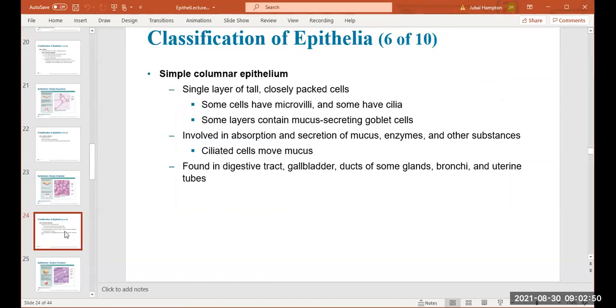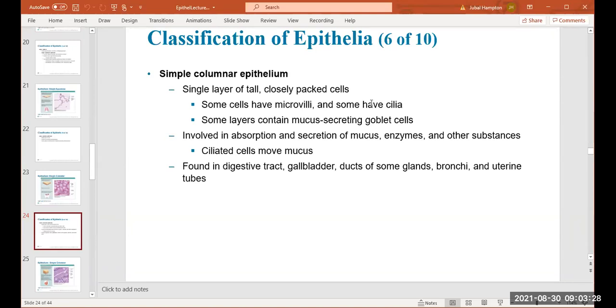Now, simple columnar epithelium, single layer of tall, closely packed cells. Some cells have microvilli and some have cilia. Again, microvilli are structures that increase the absorptive surface area of the cell. They're extensions of the membrane, and they're used to bring things into the cell. And we see a rich layer of microvilli in the epithelial lining of the GI tract. And we will show you in more detail when we get to the GI later this semester.